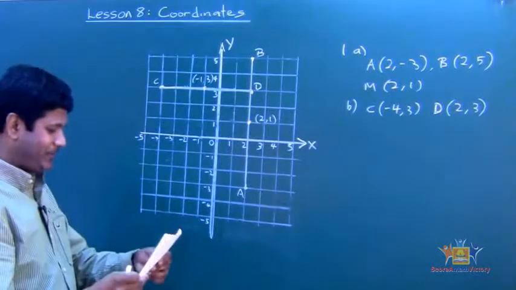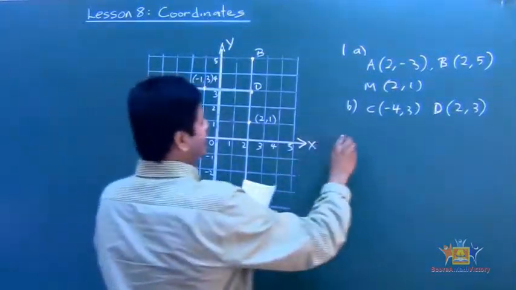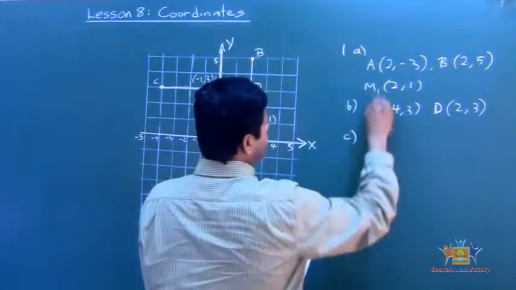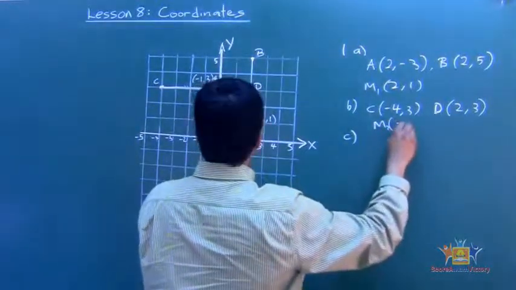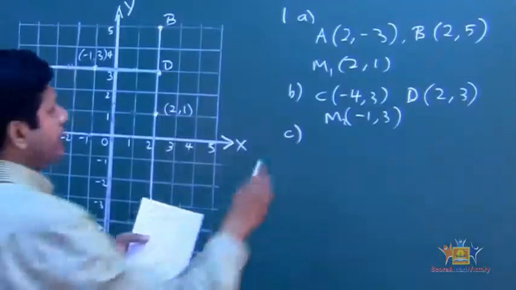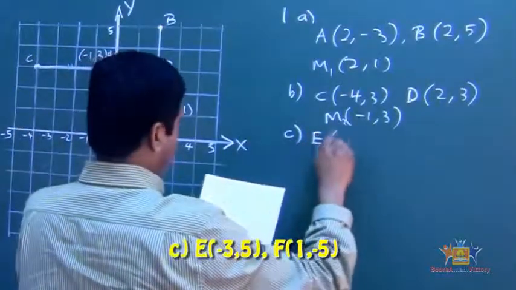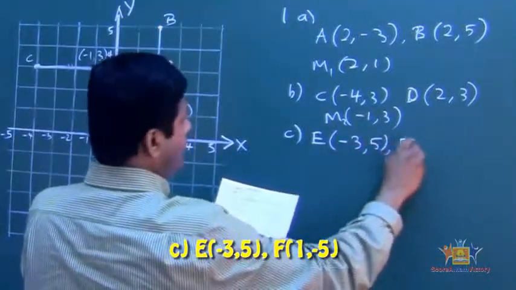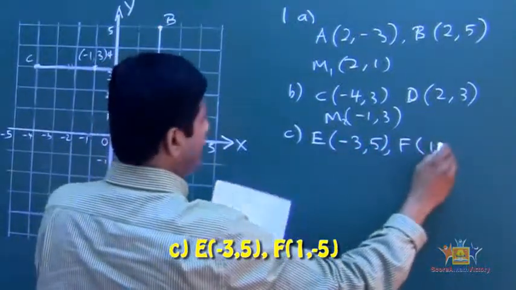Okay, good. Let's do problem C. Alright, let's write down the midpoint M on this one is, let's say this is 1, this is 2, it's negative 1, 3. Okay, that should be your answer. Alright, let's do E. E point is negative 3, 5, and F is 1, negative 5.